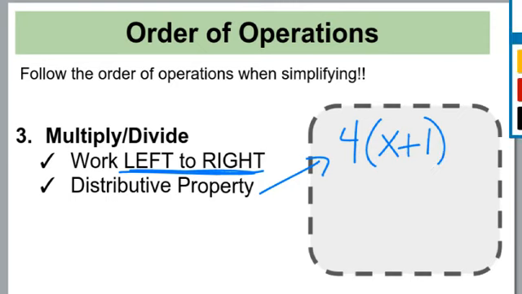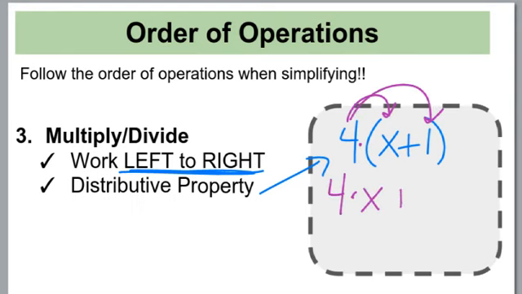If we think through the order of operations, our first step is the grouping symbols. I cannot add x plus 1. I don't have any exponents. So once I get to the multiply and divide portion of the order of operations, as I go through the problem, I notice this 4 right next to the parentheses means multiply. And what we do is we say 4 times x plus 4 times 1. I have multiplication here.